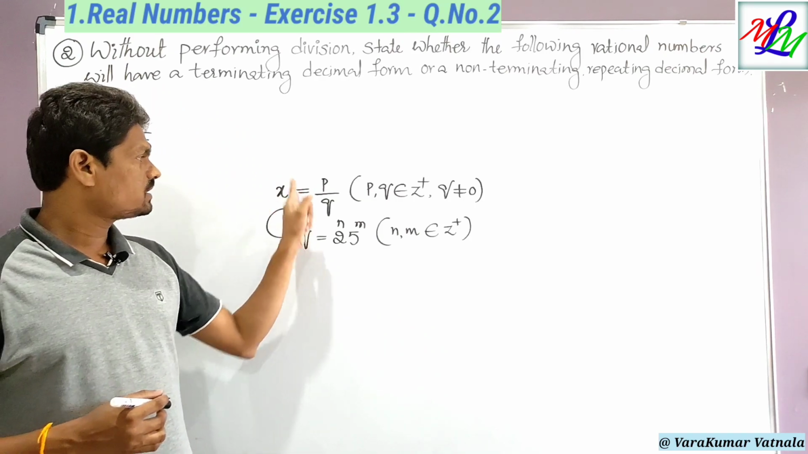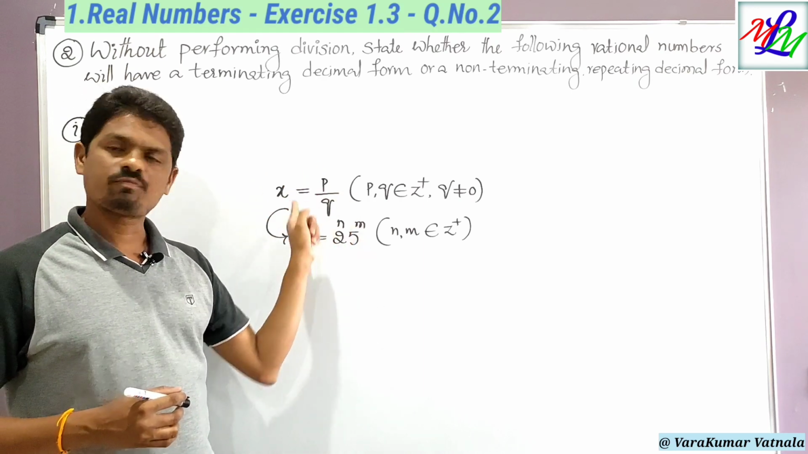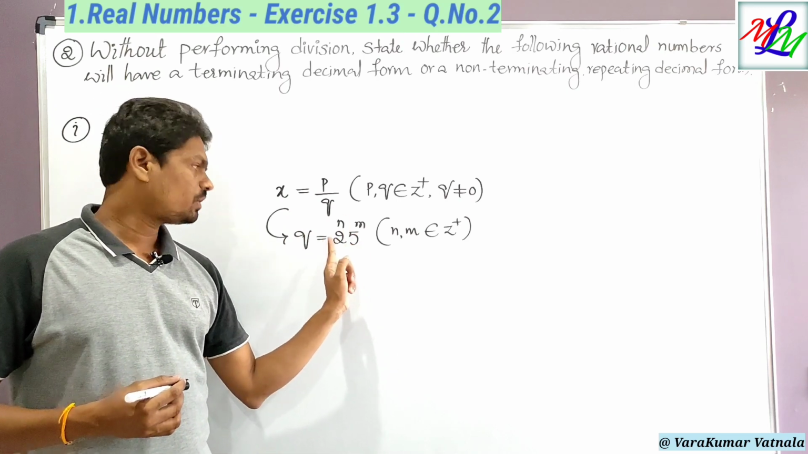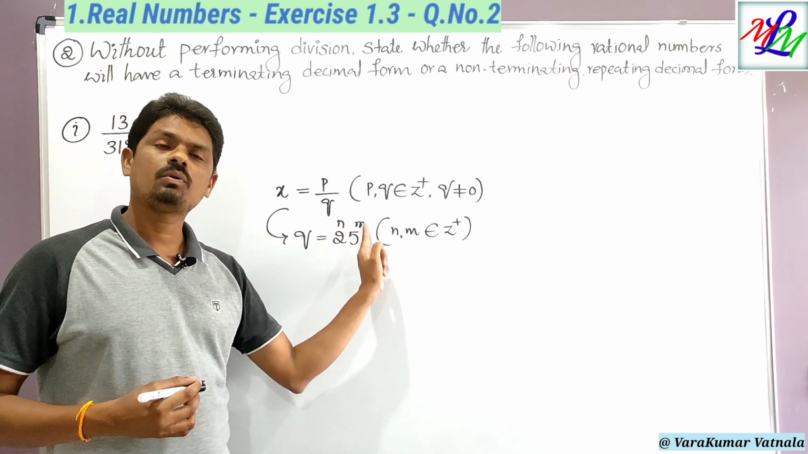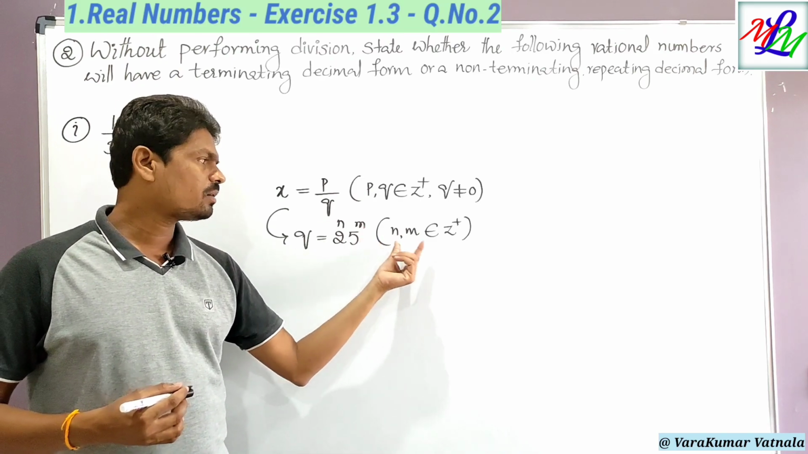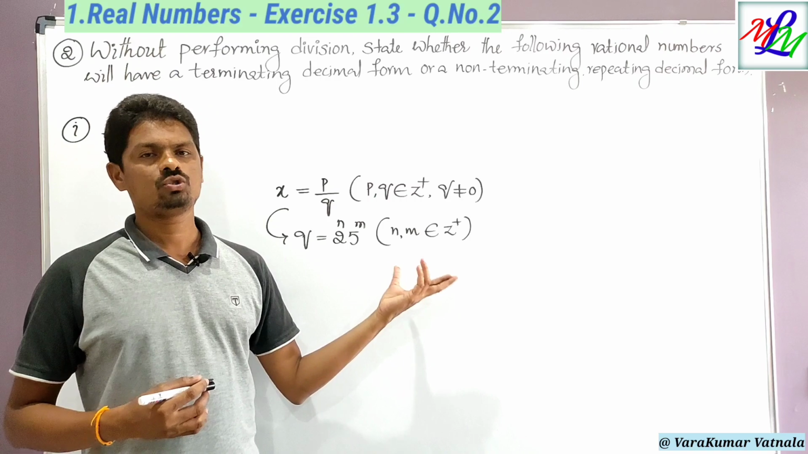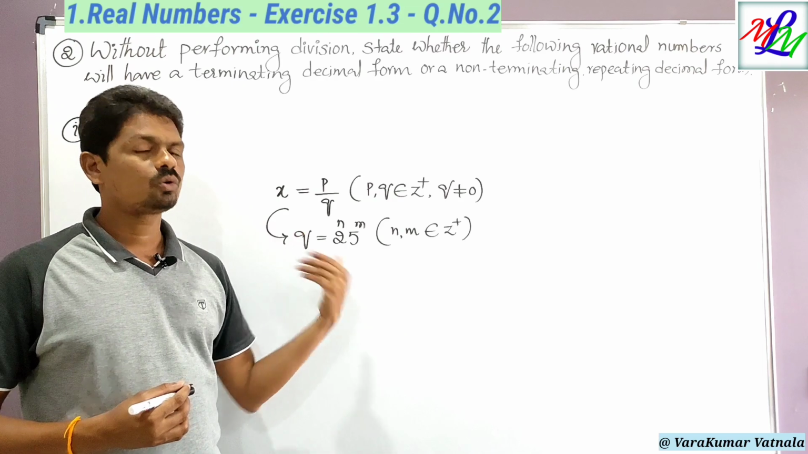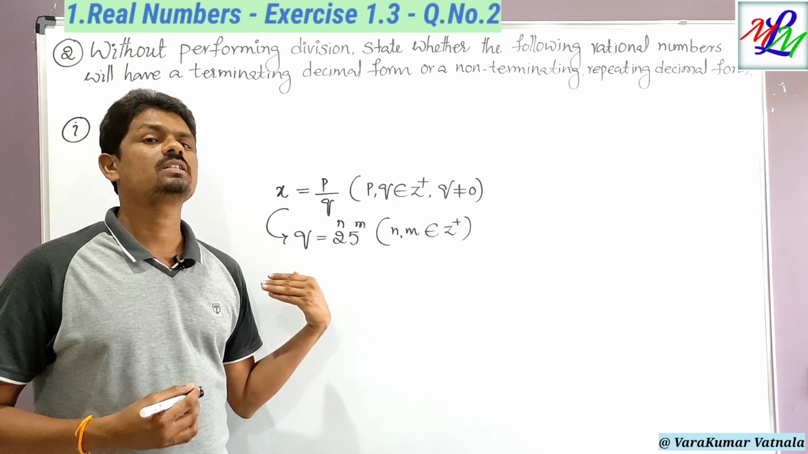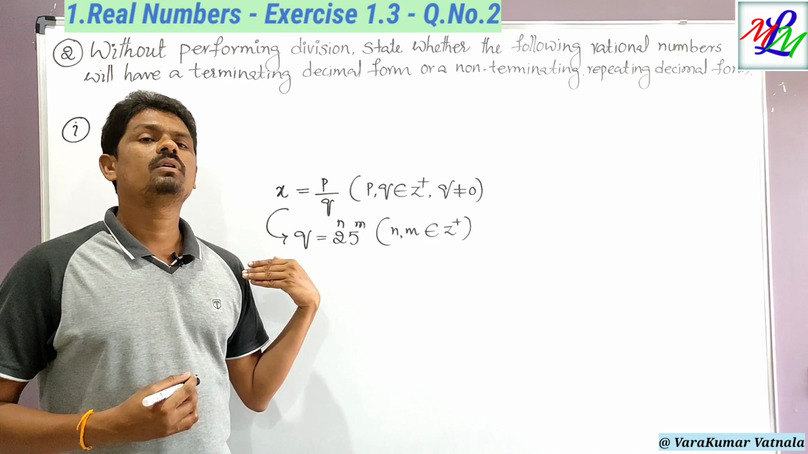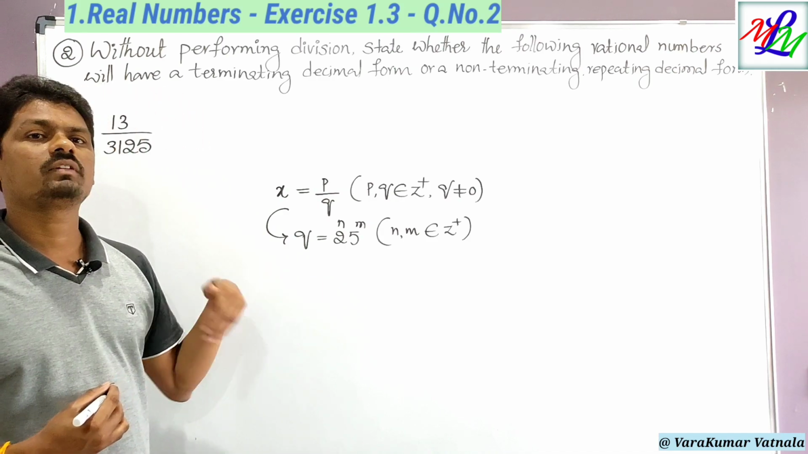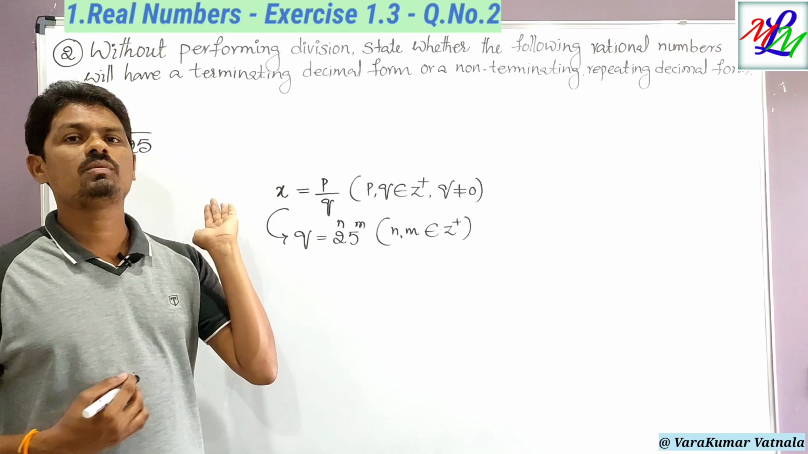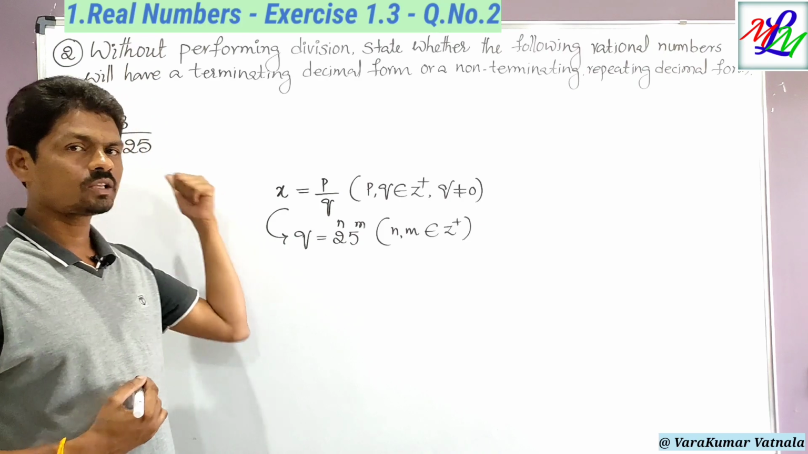So first, x is a rational number, so it is in the form of p by q. Now we have to observe the prime factors of q. If the prime factors of q are in the form of 2 to the power n into 5 to the power m, where n, m are positive integers and 0 also, so either it may be 2 to the power n or 5 to the power m or 2 to the power n into 5 to the power m, we can say that the given rational number will have a terminating decimal form, otherwise it will have a non-terminating repeating decimal form. So that you have to remember, student. Now we have to solve the problem.